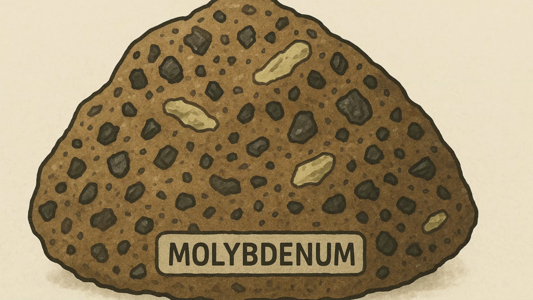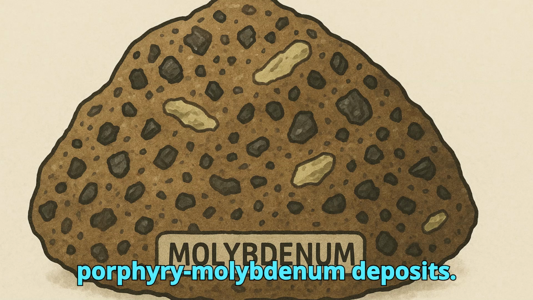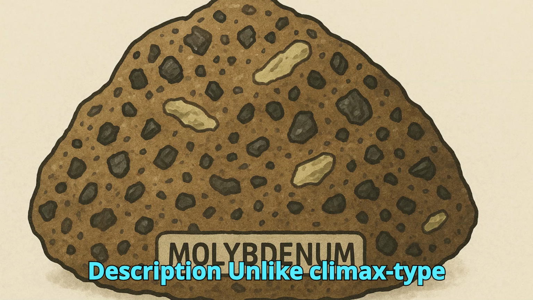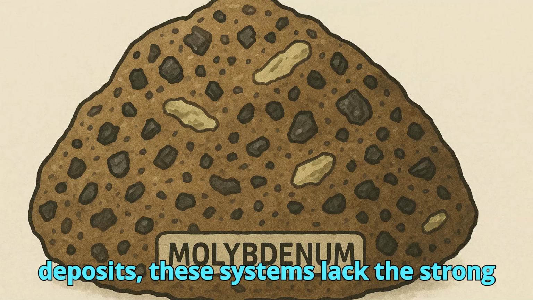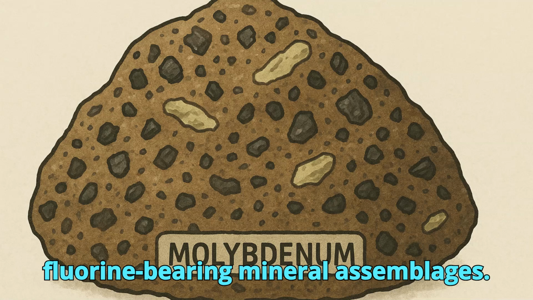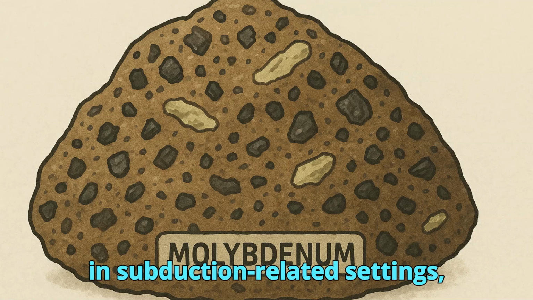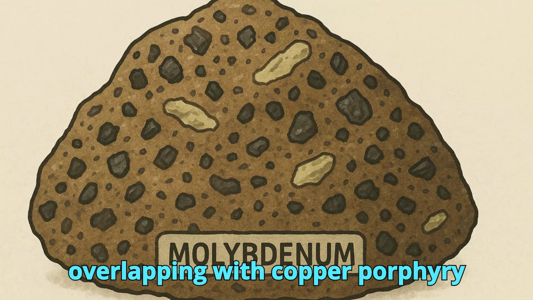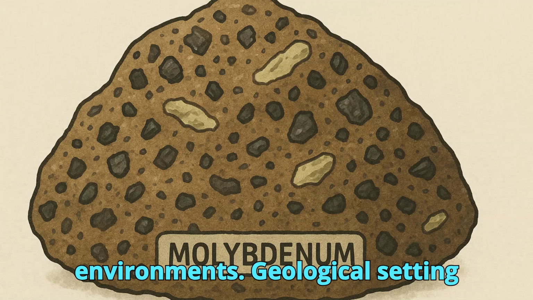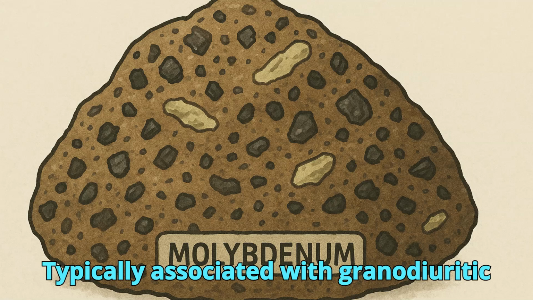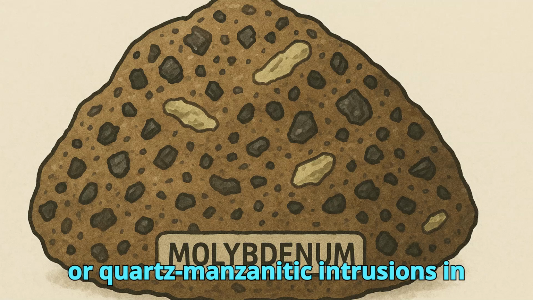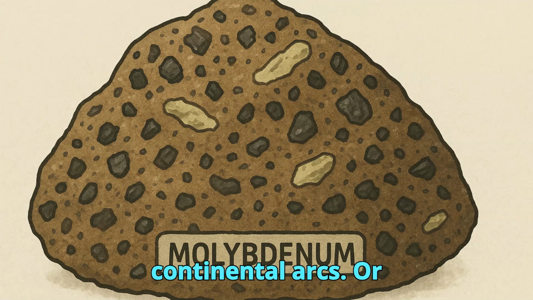3. Low-F, fluorine-poor, porphyry molybdenum deposits. Description. Unlike Climax-type deposits, these systems lack the strong fluorine-bearing mineral assemblages. They are less evolved and generally occur in subduction-related settings, overlapping with copper porphyry environments. Geological setting. Typically associated with granodioritic or quartz monzonitic intrusions in continental arcs.